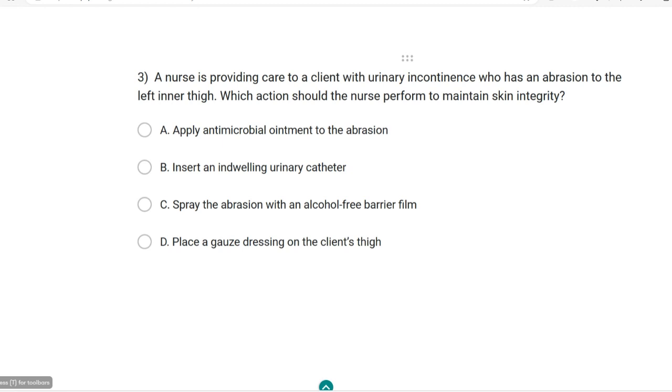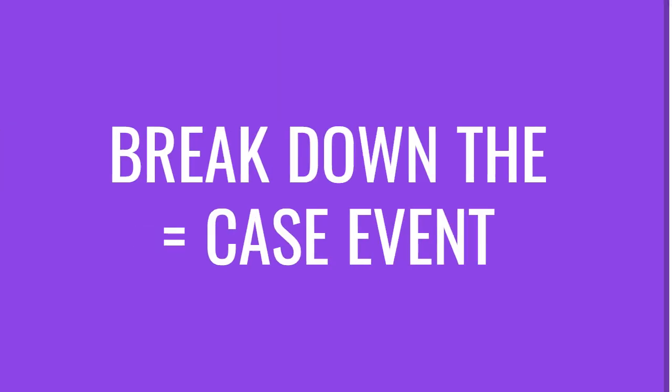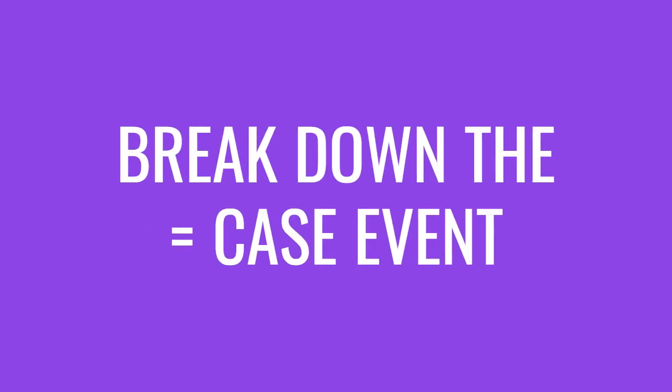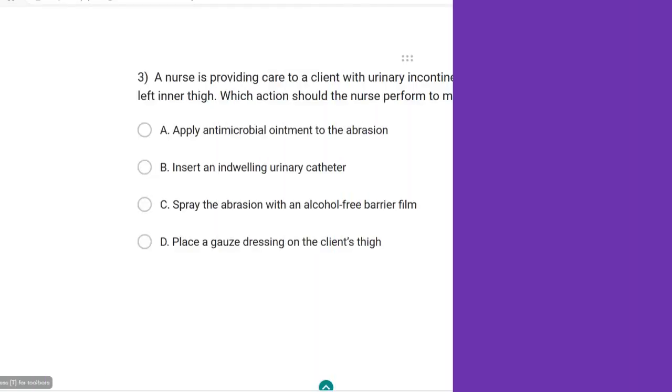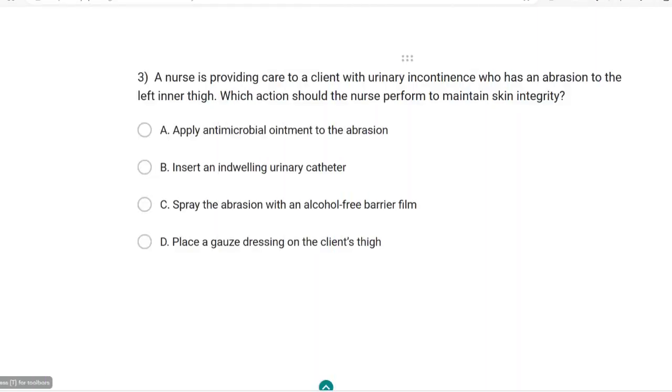All right, so here's our question. A nurse is providing care to a client with urinary incontinence. So that is your case event. You know who your patient is. It's a patient with urinary incontinence. Now you're going to read a little more to see, well, what's wrong with them other than urinary incontinence? Well, he or she has an abrasion to the left inner thigh. All right, so they have an abrasion already, on the left inner thigh, and they have urinary incontinence.